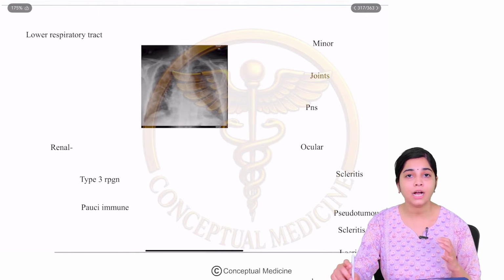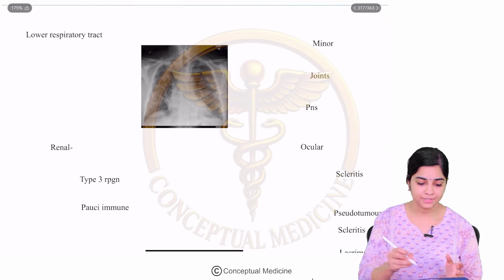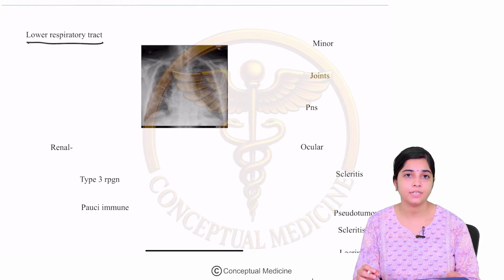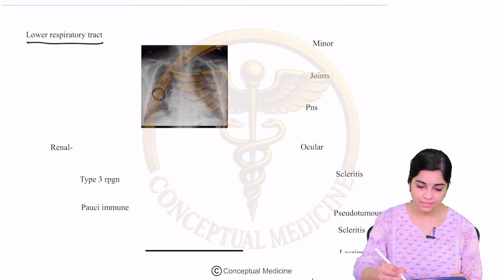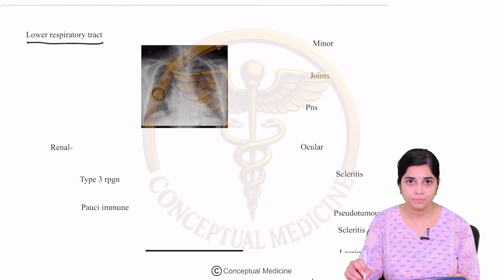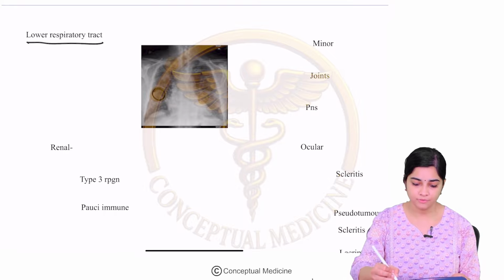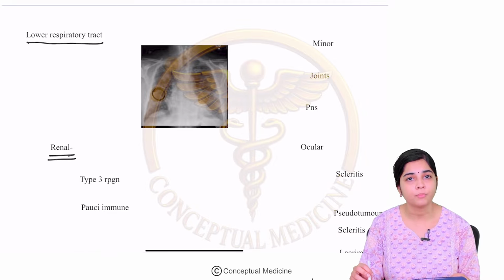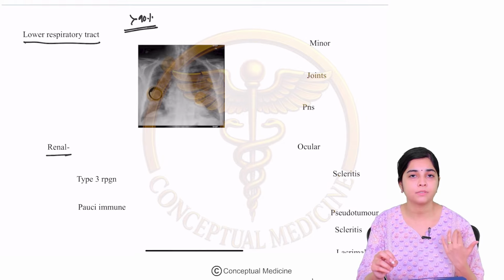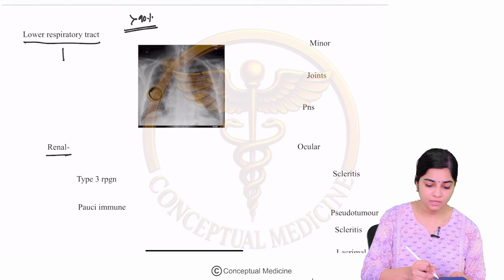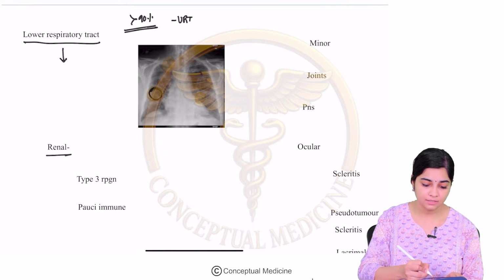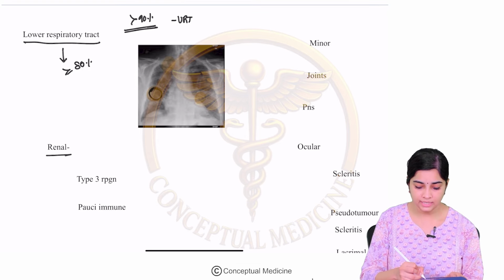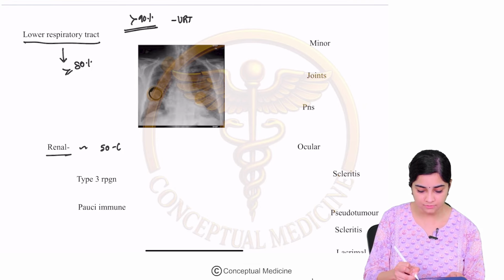Now let us look at the other manifestations with which GPA can present. When it comes to the lower respiratory tract, you find evidence of cavitatory lesions. You can find evidence of opacities as well. So multiple cavitatory lesions and opacities are also characteristic of Wegener's granulomatosis. Then renal involvement is also very common. More than 90% of the individuals present with predominantly upper respiratory tract manifestations. Lower respiratory tract manifestations can be seen in more than 80% of the individuals. Renal involvement can be seen in up to 50 to 60% of the individuals.